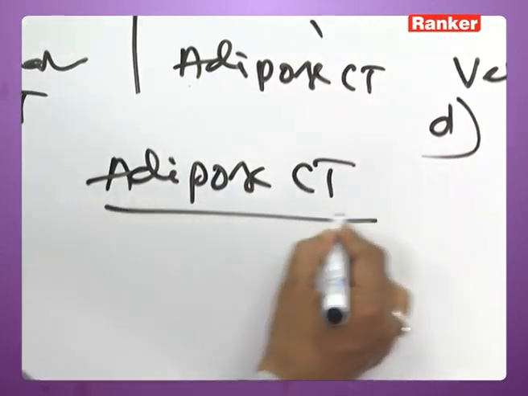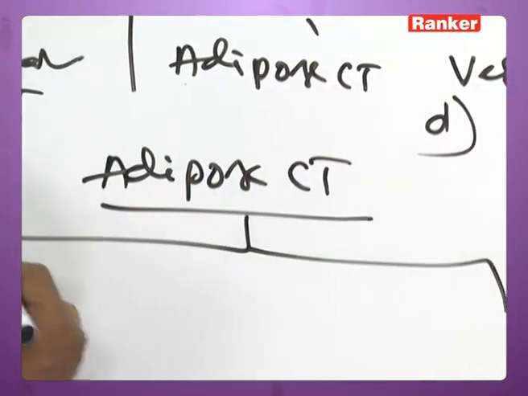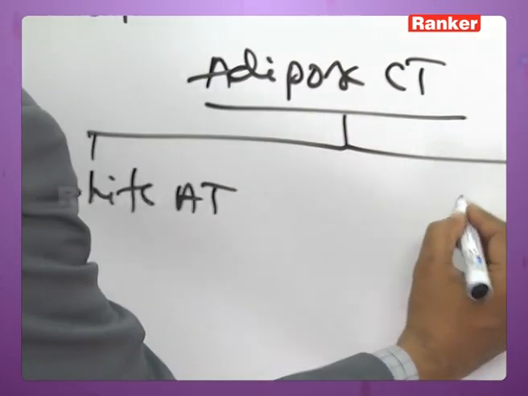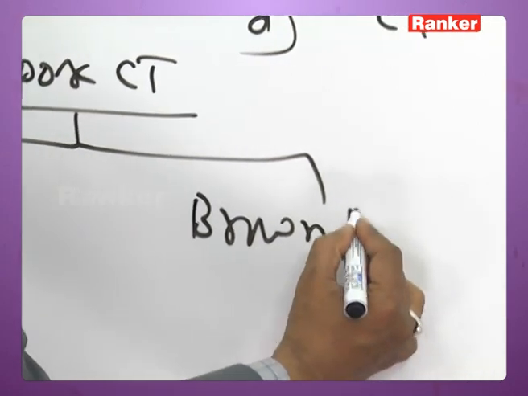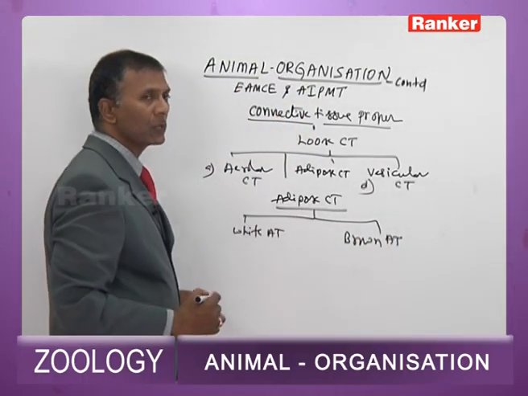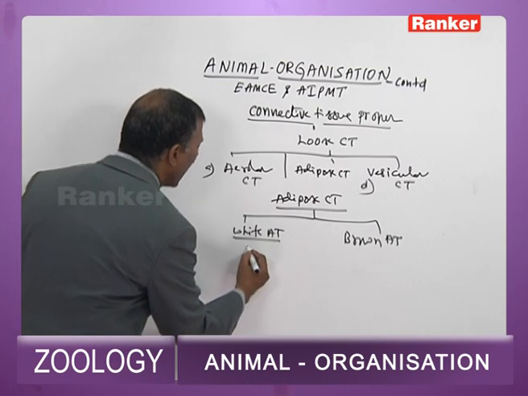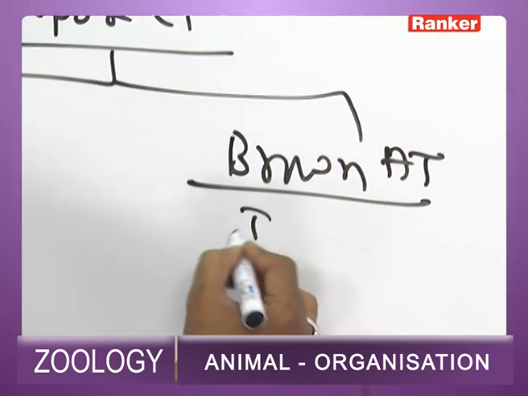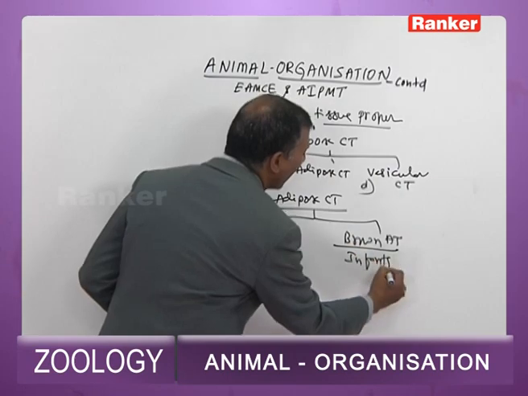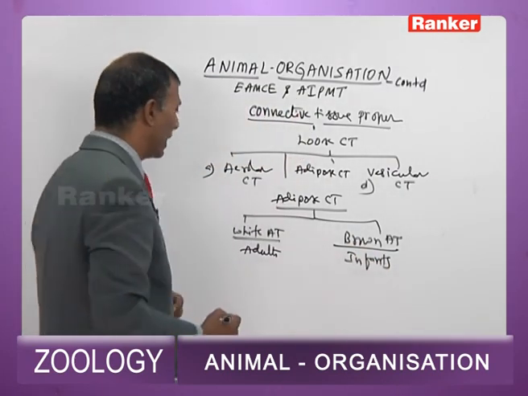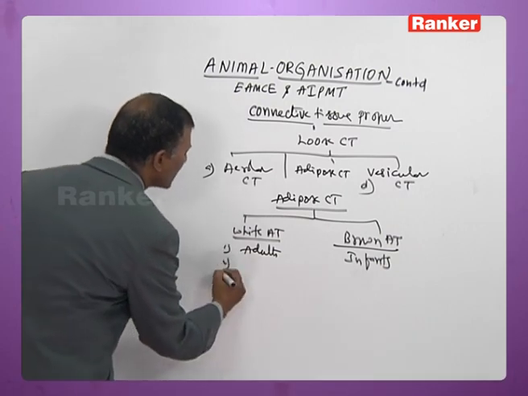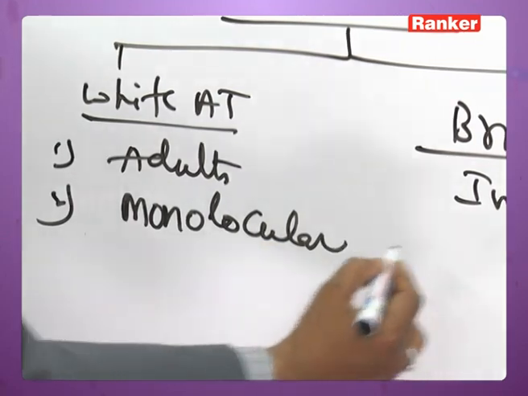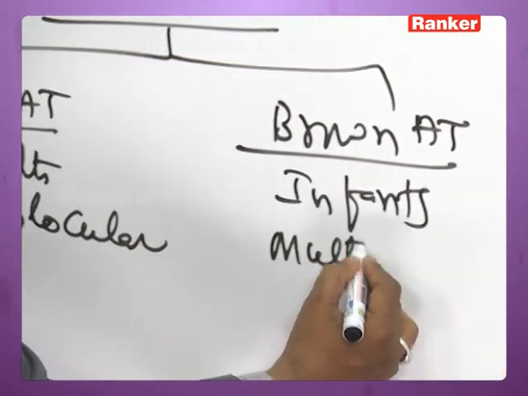Now, the adipose connective tissue is of two types: white adipose tissue and brown adipose tissue. White adipose tissue is present in adults, whereas brown adipose tissue is present in infants. Now, in brown adipose tissue, it is multilocular.